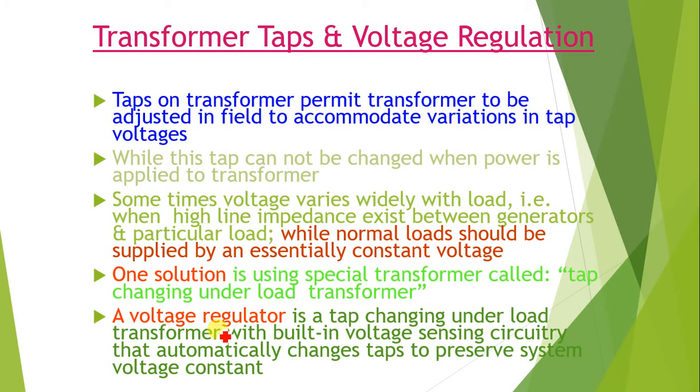Transformer tap and voltage regulation. Transformer tapping is nothing but this: whenever you have your secondary, which is a full closed circuit, and you are planning to get voltage from a point along it, that is called tapping. This particular position is called a tap, where you get an output voltage not equivalent to your final secondary voltage.